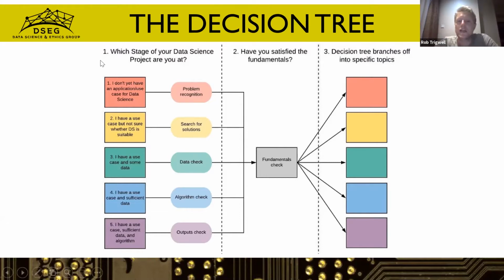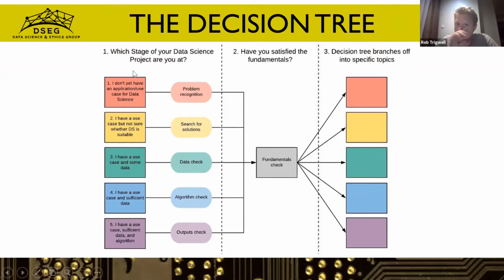And if you can see here, the 5 steps, well, we've actually separated problem and search for solutions as 2 independent steps, so there's actually 6 steps, but in the color coding there's the 5 steps, because fundamentals is basically for everyone.